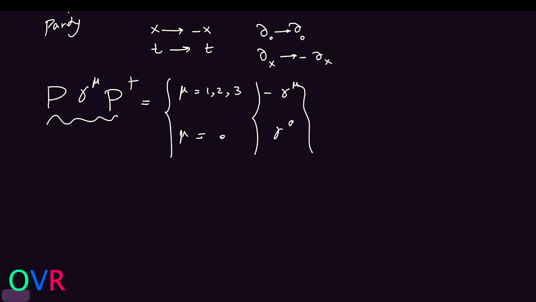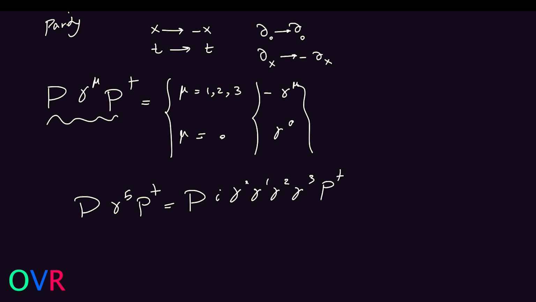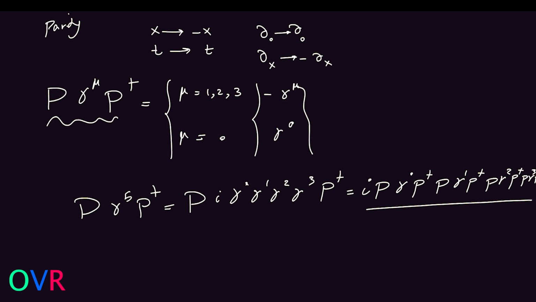And I can use this term to show that P gamma 5 P dagger is equal to P i gamma 0 gamma 1 gamma 2 gamma 3 P dagger, and this is equal to i P gamma 0 P dagger P gamma 1 P dagger P gamma 2 P dagger P gamma 3 P dagger. Sorry, it is very small, but there is no sum in between them. It's just multiplication, and from this, the only term that doesn't change is this gamma 0.